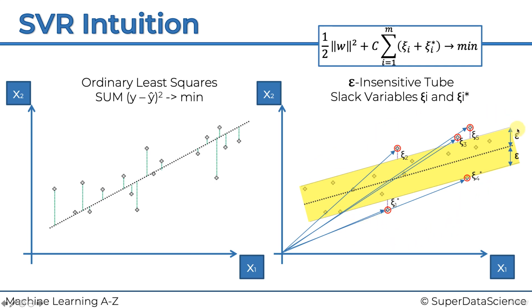And so there we go, that's what it's all about. It's just important to remember the epsilon-sensitive tube, and that support vector regression just cares about the errors of anything that's lying outside this tube.